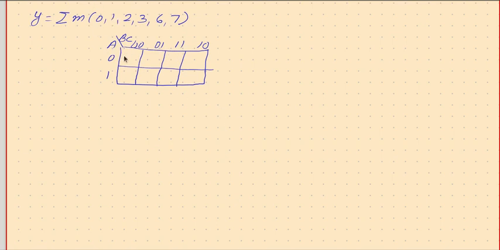So this is cell 0. We want a high for y. Then this is cell 1. This is cell 2. This is cell 3. This is 4. This is 5. This is 6. This is 7. So in all, 0, 1, 2, 3, 6 and 7 are present, while 4 and 5 are missing. That means the output y will be 0 for 4 and 5.